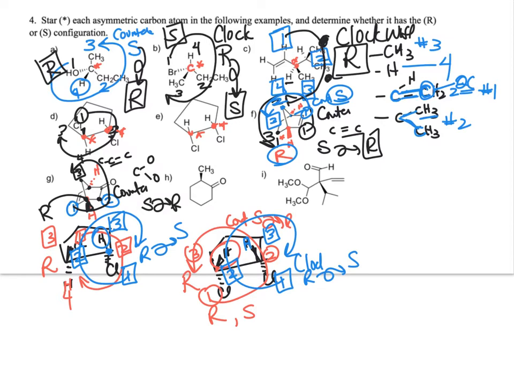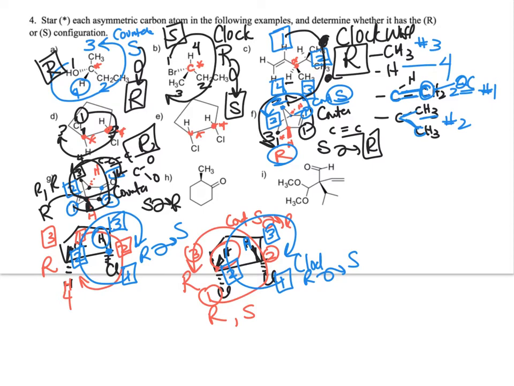Now for the back, you have carbon double bonded to oxygens, so that would be your highest priority, 1. Then your carbon double bond would be 2, and then your bridgehead would be 3. So 1, 2, 3 is clockwise, and clockwise is R, and you get to stay R. So G is RR.